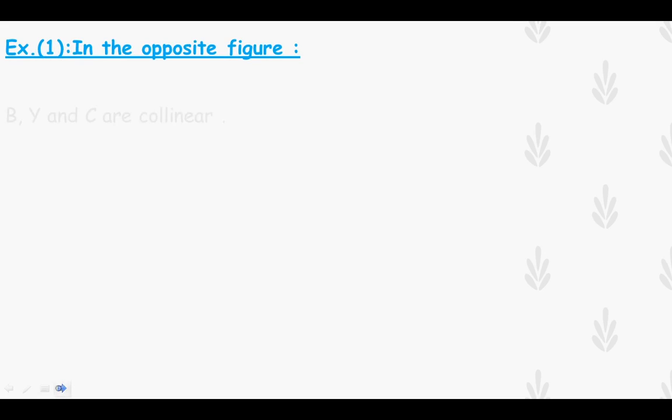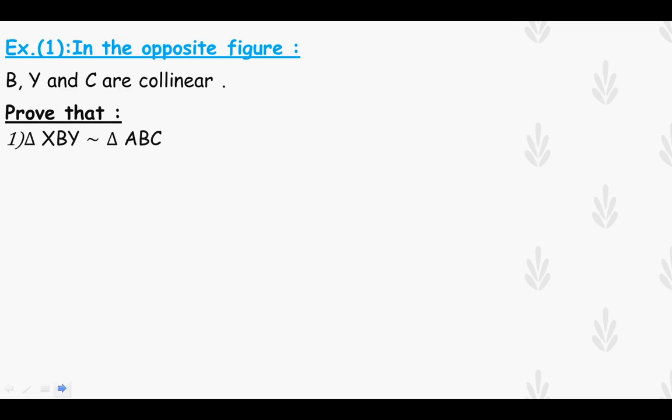Example 1. In the opposite figure, B, Y, and C are collinear. Prove that triangle XBY is similar to triangle ABC and ray BC bisects angle ABX.